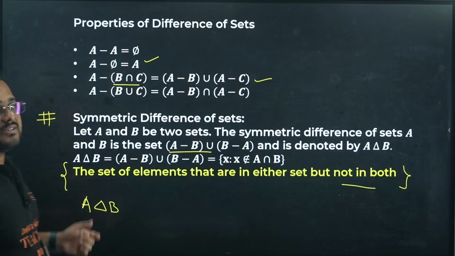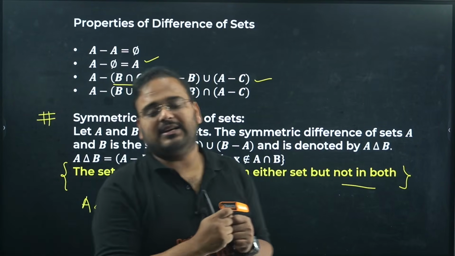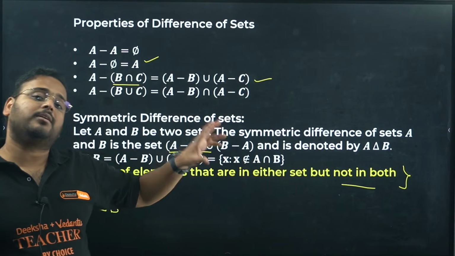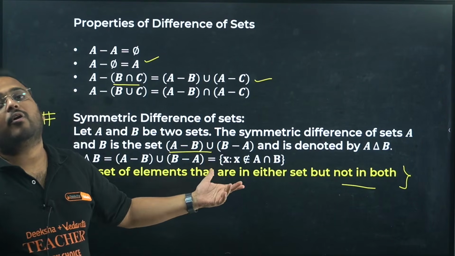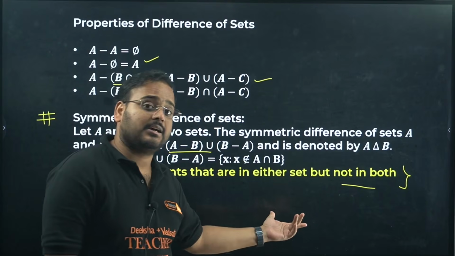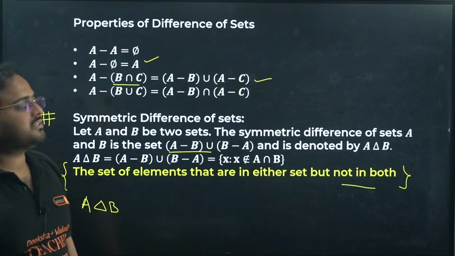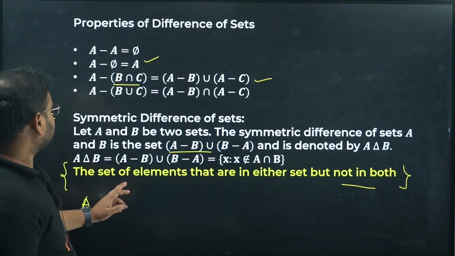Okay, what is the answer? The set of those elements which are present in either of them but not in both. Basically you have to remove what? The intersection, right? It cannot be an element which is present in both. Just remove the intersection. That's your answer. Okay, correct, sir.